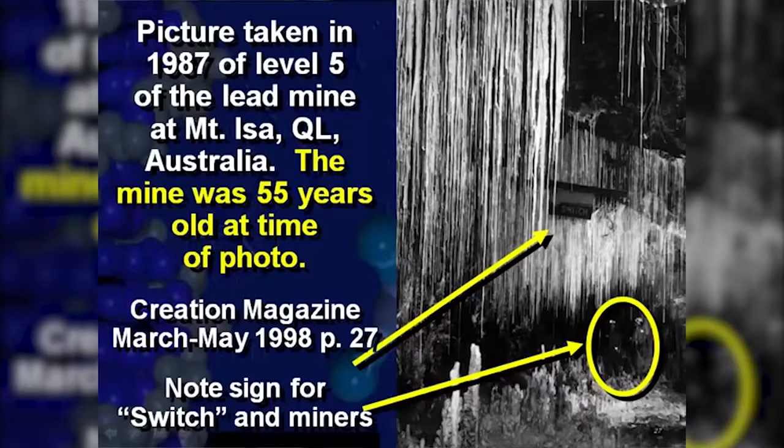Here's a picture from a mine in Australia. The mine was closed for 55 years, and when they went back in, there were these huge cave formations inside that only took 55 years to form. Again, it did not take millions of years for these things to happen.